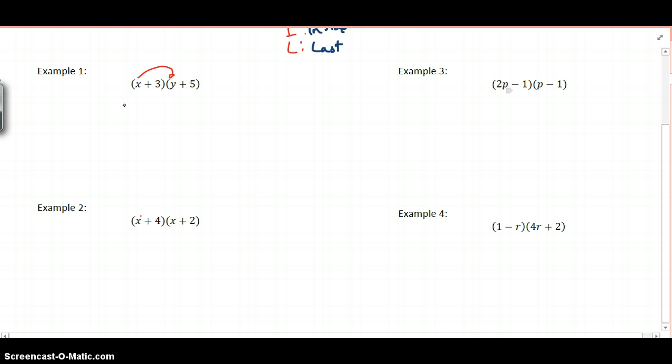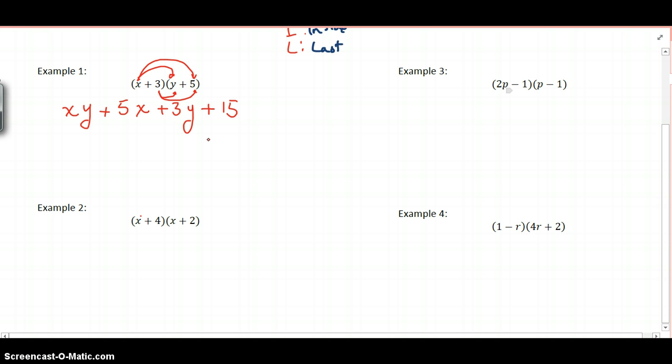So what is x times y? Because we've got the first two terms, x times y will give us xy. Now what are the two outside terms? This is the outside and that's the outside. So x times 5 will give us 5x. Now what are the two inside terms? What is 3 times y? That is 3y. And what are the two last terms? 3 and 5. So 3 times 5 is 15.